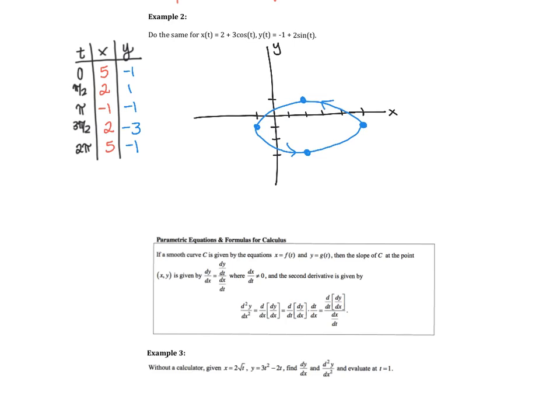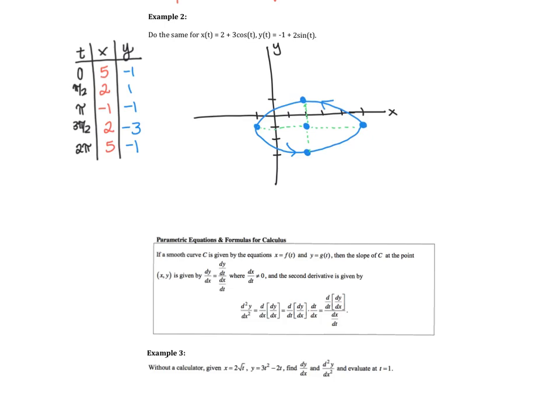And this is looking very much like an ellipse to me with a center. I think at 2, -1 is where it looks like that center is. You can see the change here is 2 and here is 2. And then you can see the change here is 3 and here is 3. So I'm pretty sure this is an ellipse. And I can confirm algebraically by changing this into a rectangular equation.